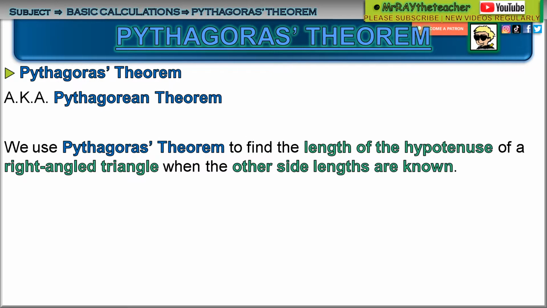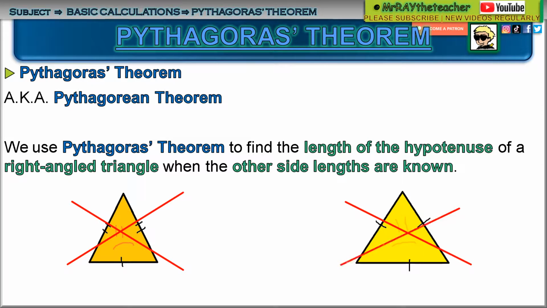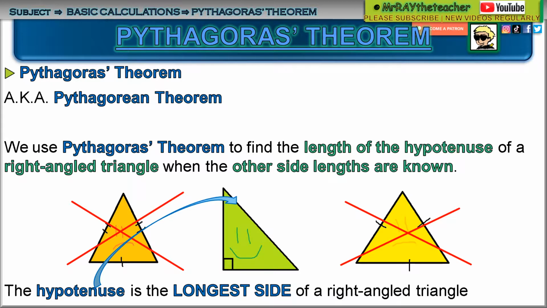Right, so we use Pythagoras theorem to find the length of the hypotenuse of a right-angled triangle when the other side lengths are known. So not this one, which is an equilateral triangle. Do you know the first one? Leave a comment below if you do. But what you need to know is we use Pythagoras theorem with right-angled triangles. The hypotenuse is the longest side of a right-angled triangle.